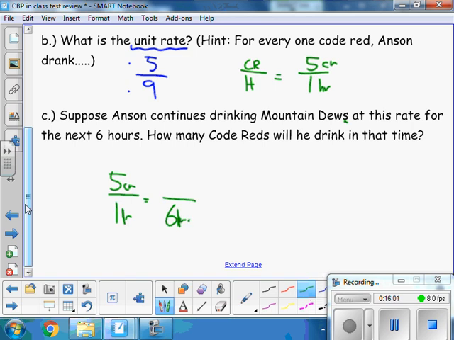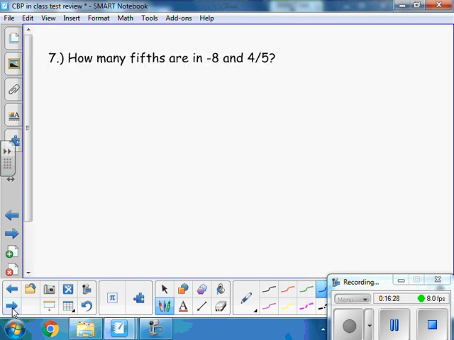Now some of you, whoa, that's really bad handwriting. Now some of you will not want to write it this way, but I'm going to ask you to please write it this way. Because really this whole chapter is about equivalent ratios and equivalent fractions. So 1 hour times 6 got me to 6. So 5 times 6 is 30. So this is my proof that it's 30 code reds in 6 hours. Yikes, that's a lot of Mountain Dew.